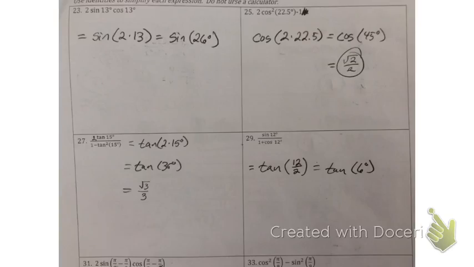29. If you look at your identity sheet, that's sine of x over 1 plus cosine of x, which is your tangent half angle formula. So 29, since this is our half angle formula, it tells you it's going to be tangent of whatever our angle is divided by 2. That's 12 over 2, which simplifies to tangent of 6. 6 isn't on my unit circle. That's as far as I can go with that one.